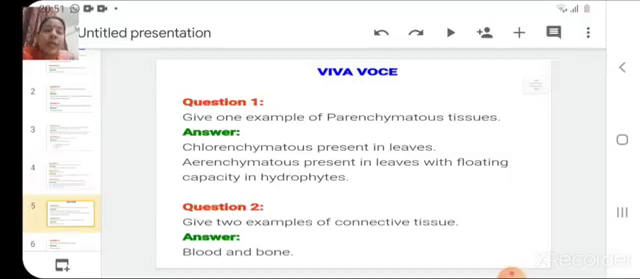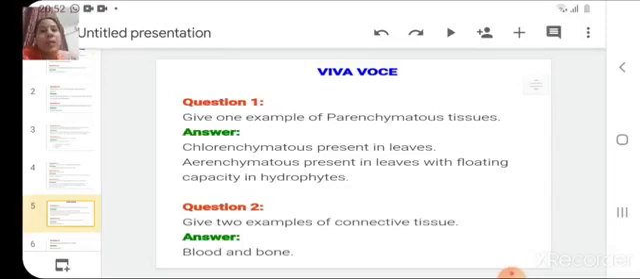Now there are some other questions which are related to Viva. These questions are very easy. Give one example of parenchymatous tissues. Children, we have already studied different types of parenchymatous tissues. You can give an example of chlorenchymatous tissue, which is present in the green part of the plant. Its name suggests that chlorophyll pigment is present in it. That is why the name chlorenchyma is given to it. So it is present in leaves.